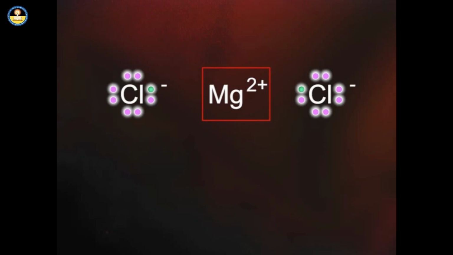1 Mg2+ ion will bind itself to 2 chloride ions to form an electrically neutral ionic compound. In magnesium chloride, there is no net charge. All the charges are balanced. The forces of attraction between Mg2+ ions and the 2 chloride ions are electrostatic in nature, which results in the formation of an ionic or electrovalent bond.